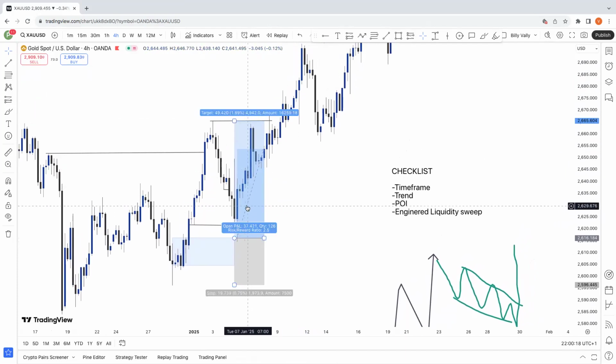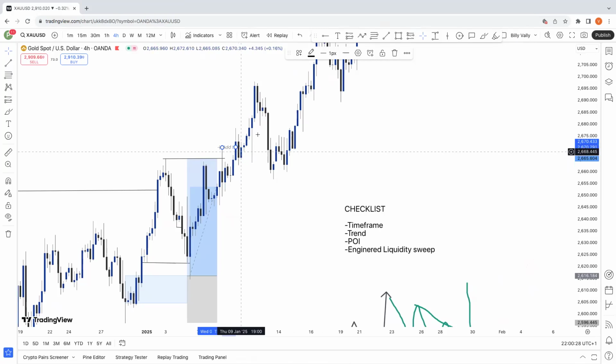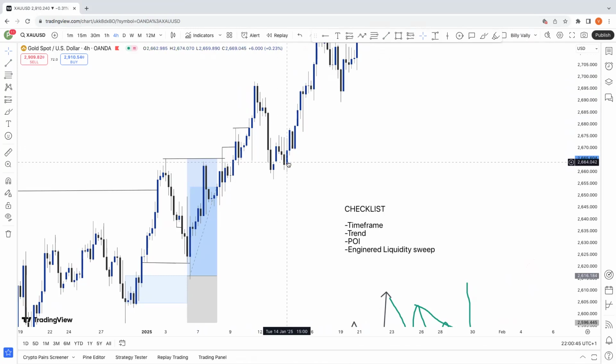So this will be our first trade, right? And then we'll do nothing. We'll just keep marking out structures as price creates them, right? So here we have another break of structure. Here again, we have another break of structure, right? And now we're still looking for our demand zone with an imbalance, right?